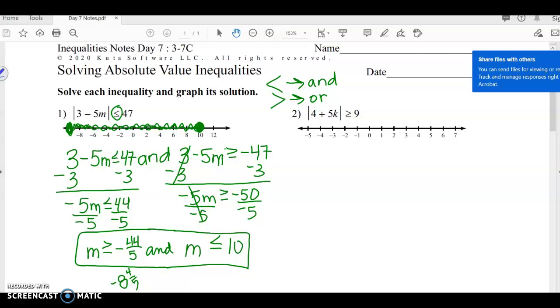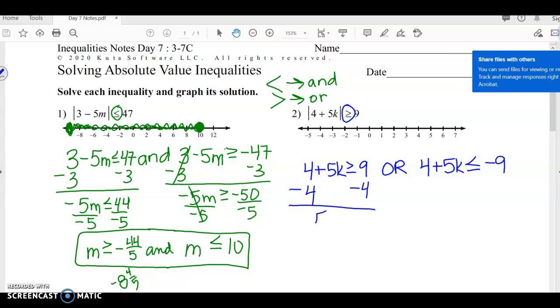All right, number 2 is a greater than, so that is an or. We have 4 plus 5k is greater than or equal to 9. And then we do 4 plus 5k is less than or equal to negative 9. So to get rid of a positive 4, we subtract 4 on both sides. So we have 5k is greater than or equal to 5. And then when you divide 5 by 5, we get k is greater than or equal to 1.